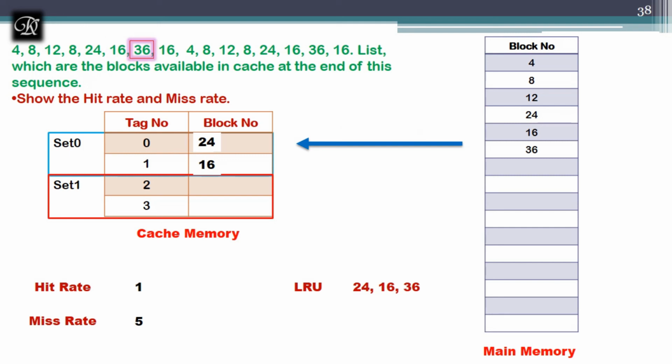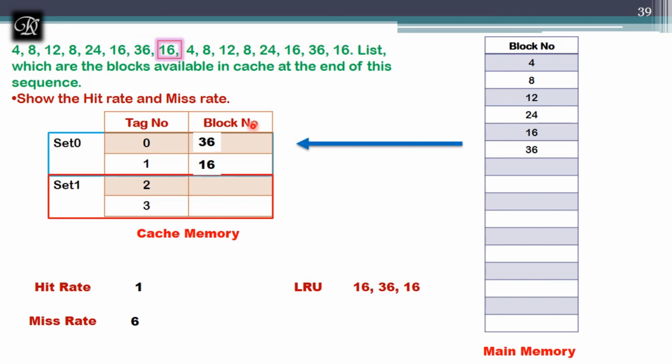Now there is a request for 36. Again, 36 is not available in the cache. What do I have to do? Again perform the same task: increase the miss rate, add it to LRU, and LRU is going to decide which block has to be replaced. 24 has to be replaced with 36, and it is done.